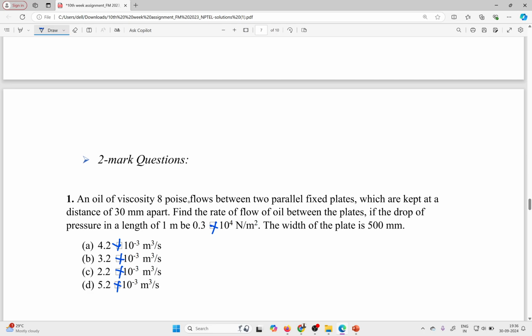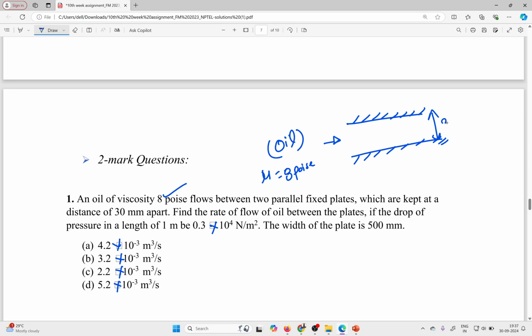An oil of viscosity 8 poise flows between two parallel fixed plates. Flow between two parallel fixed plates. Here is flowing oil of viscosity, given already, 8 poise, which are kept at a distance of 30 mm apart. 30 mm, that is 0.03 meter.